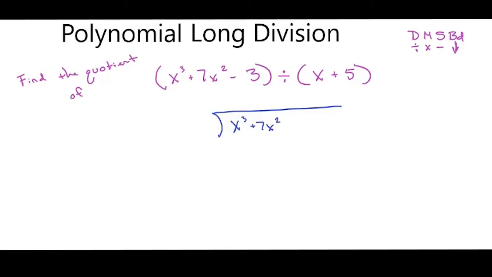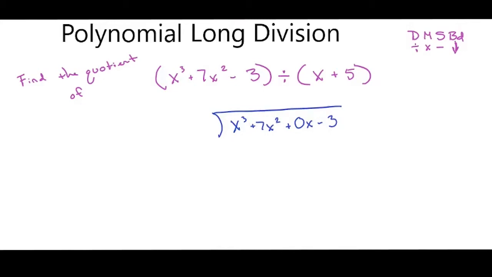And then I notice I do not have an x term or x to the first power term. So because of that, I will insert a 0x there as a placeholder. Always do that. And then I'll do my minus 3 because you always want to have everything in descending order and you want it to have a representative from every power in descending order. For instance, I have a 3, I have a 2, and then here I have x to the 1 power, and then you have your constant.